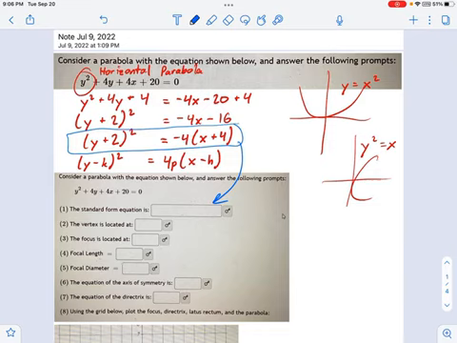So if you look at that and you ask, well, what is the vertex from this thing? Remember what the vertex is. Vertex is h comma k. So h, according to this equation right over here, is going to be negative 4. And k, according to this side right here, is going to be negative 2. Okay, so that's a start.